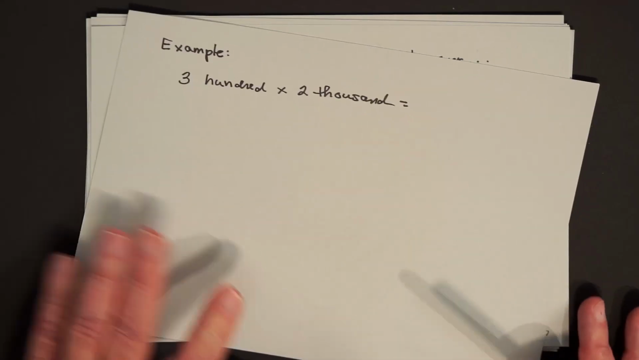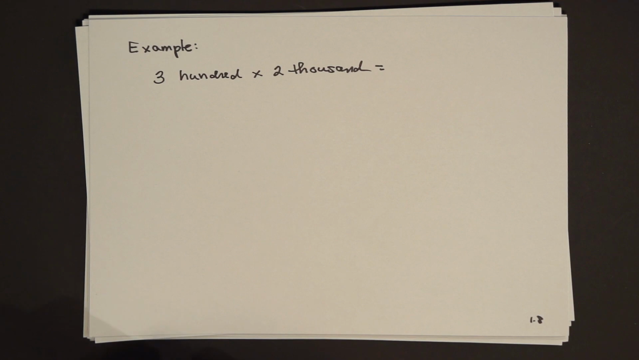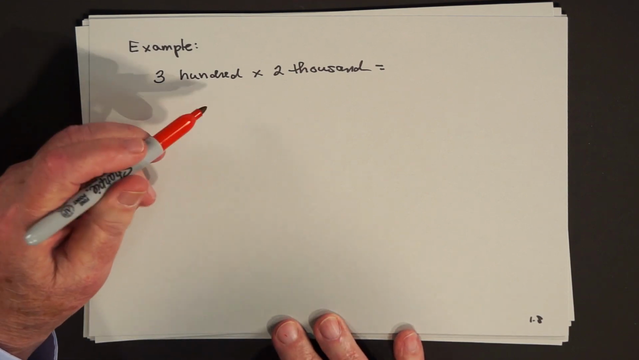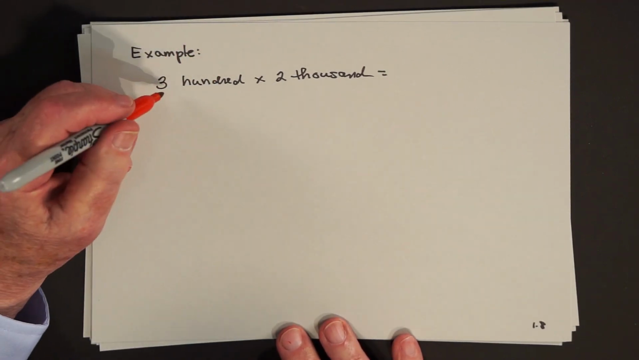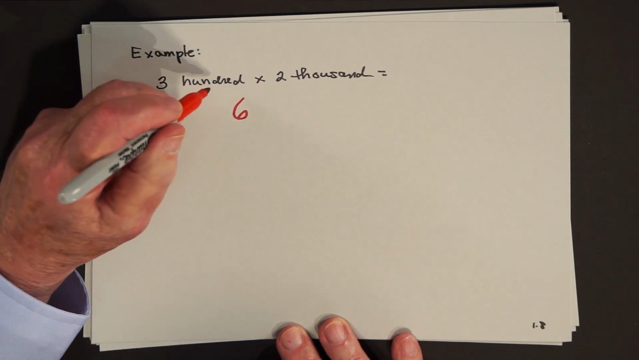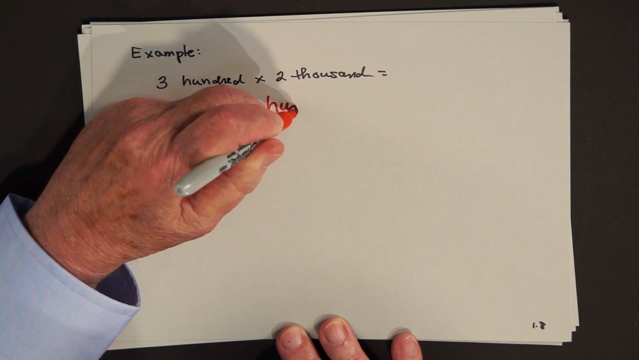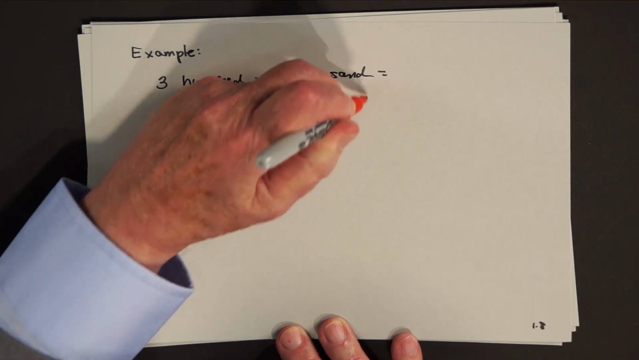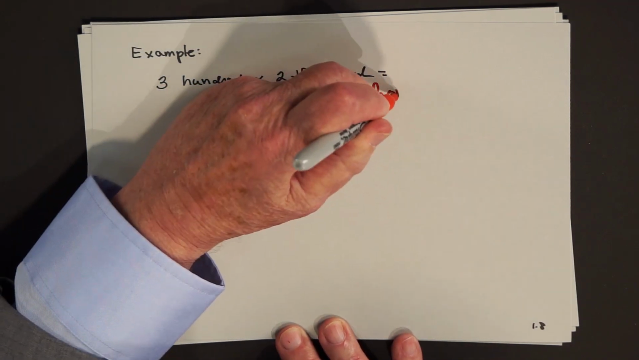Now, how does this come up in the school curriculum? Well, let's just apply what we just did. 300 times 2,000, what should that be? We multiply the 2 adjectives. 3 times 2 gives you 6. 100 times 1,000 gives you 100 thousands.